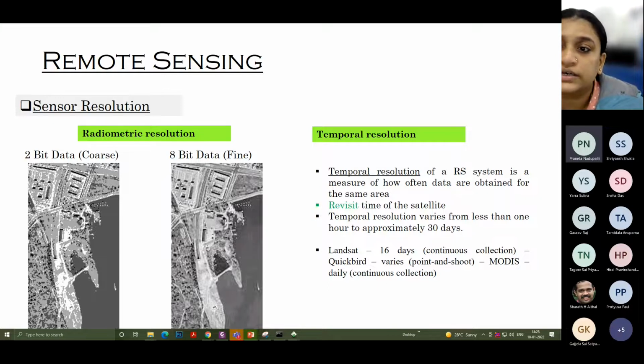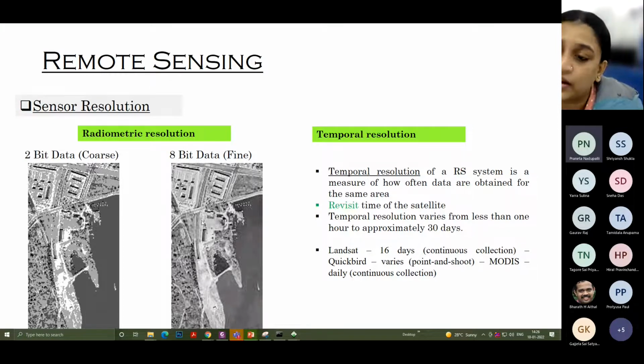Next is the temporal resolution of a sensor or a satellite. Temporal resolution is when the satellite revisits the same place. Like it has visited India today, and after 16 days, again you will get data. The next 16 days, again you can get the data. If it visits every 16 days, your analysis would vary. For a land use analysis, you may need data every 5 years or every 10 years. So you have to see the same season when your satellite revisits the place. So temporal resolution varies.